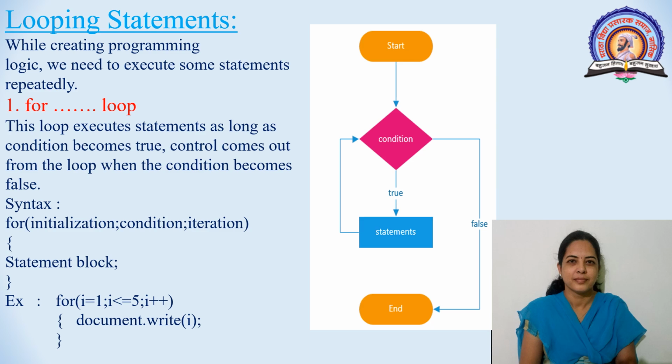Then after 5 it will increase the value of I by 1, that is I equal to 6. It will check the condition I less than equal to 5. No, the value is false, and then it will come out of the for loop.